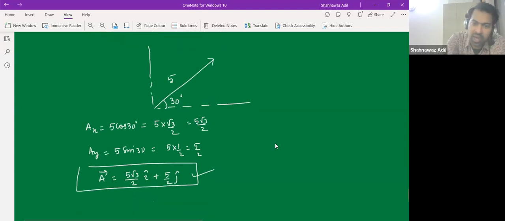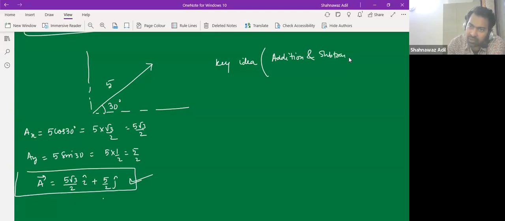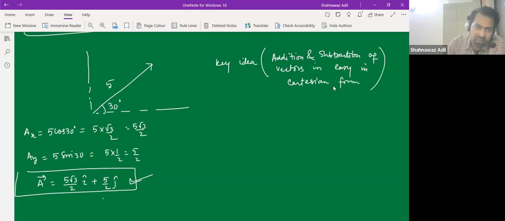Okay, so let's say you have a vector like this. The idea for doing this resolution is that addition and subtraction of vectors is easy in Cartesian form, right? That is why we write any vector in the Cartesian form, and then we can add the vectors, right?